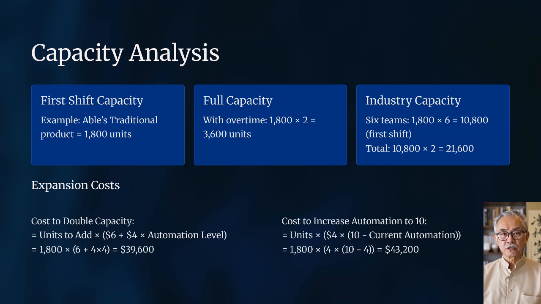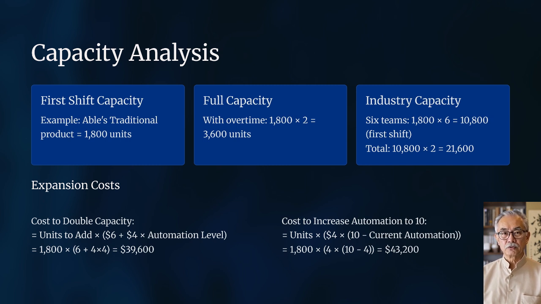Let's use Able's traditional product. From your Capstone Courier production section, you'll see that Able has a first shift capacity of 1,800 units. So, first shift capacity equals 1,800. Full capacity, with overtime, is equal to 1,800 times 2 equals 3,600.